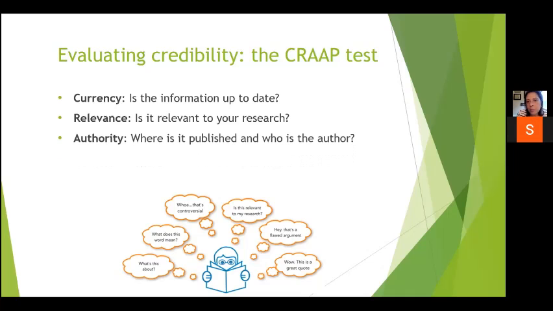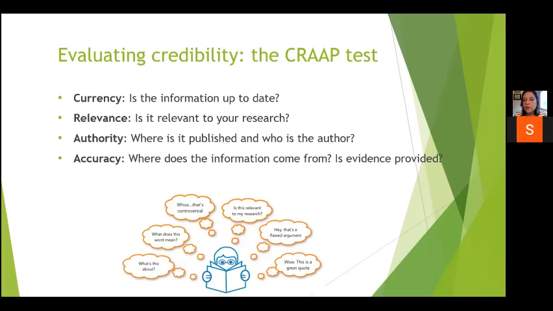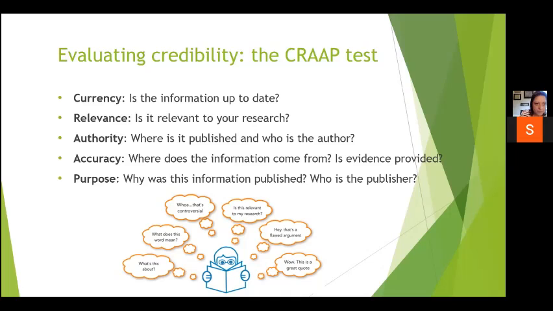Authority: where is it published and who is the author? That's exactly what I was just talking about. Use your critical thinking cap. Accuracy: where does the information come from? Is evidence provided? That's also part of what I was just talking about. And the purpose: why was this information published? Who is the publisher? So again, did they have an agenda? If so, you need to probably find something else that's peer reviewed.